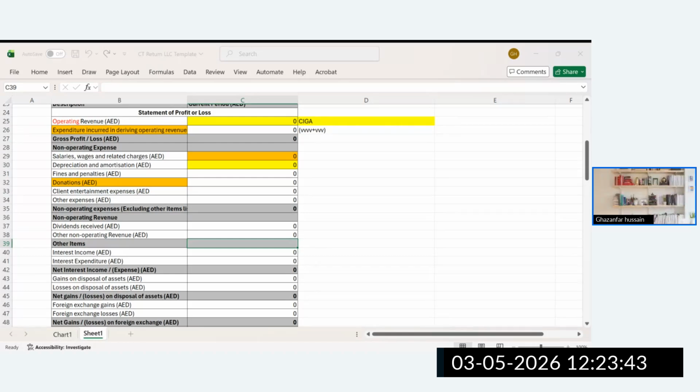Any difficulty, any challenge so far? Any difficulty, any challenge so far?